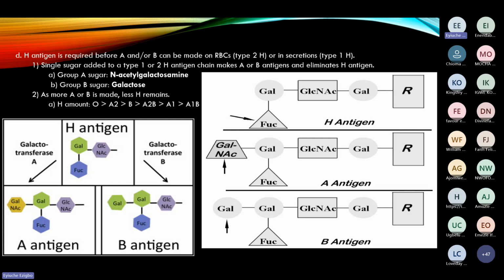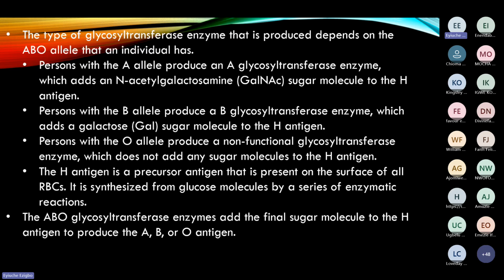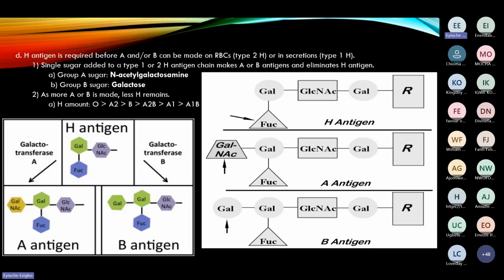This is the A, somebody with the A allele adding N-acetylgalactosamine. Somebody with the B allele will now add galactose, the sugar that it will add. This one will add galactose, the B antigen. Then the A antigen will add the N-acetylgalactosamine, while the B allele will add just galactose to the precursor H antigen. Okay.